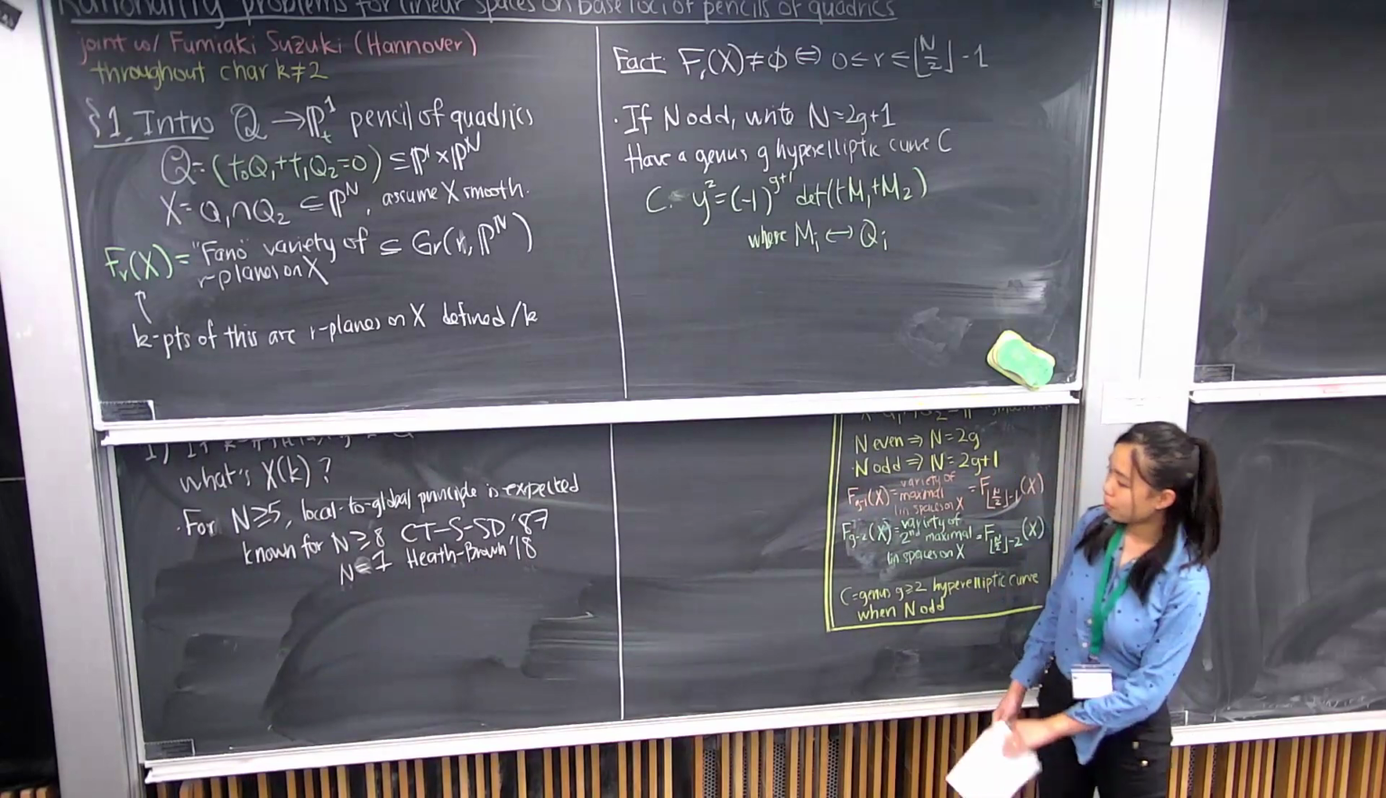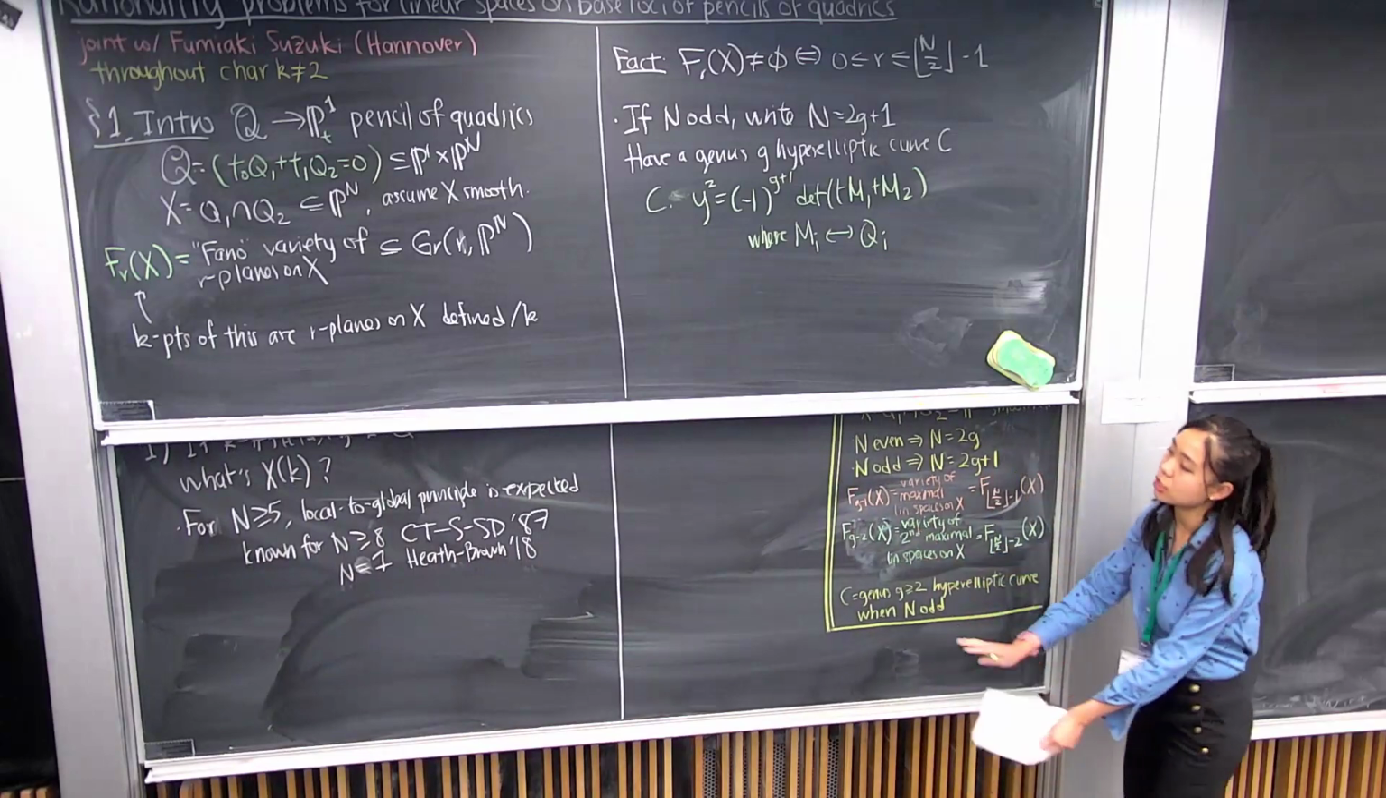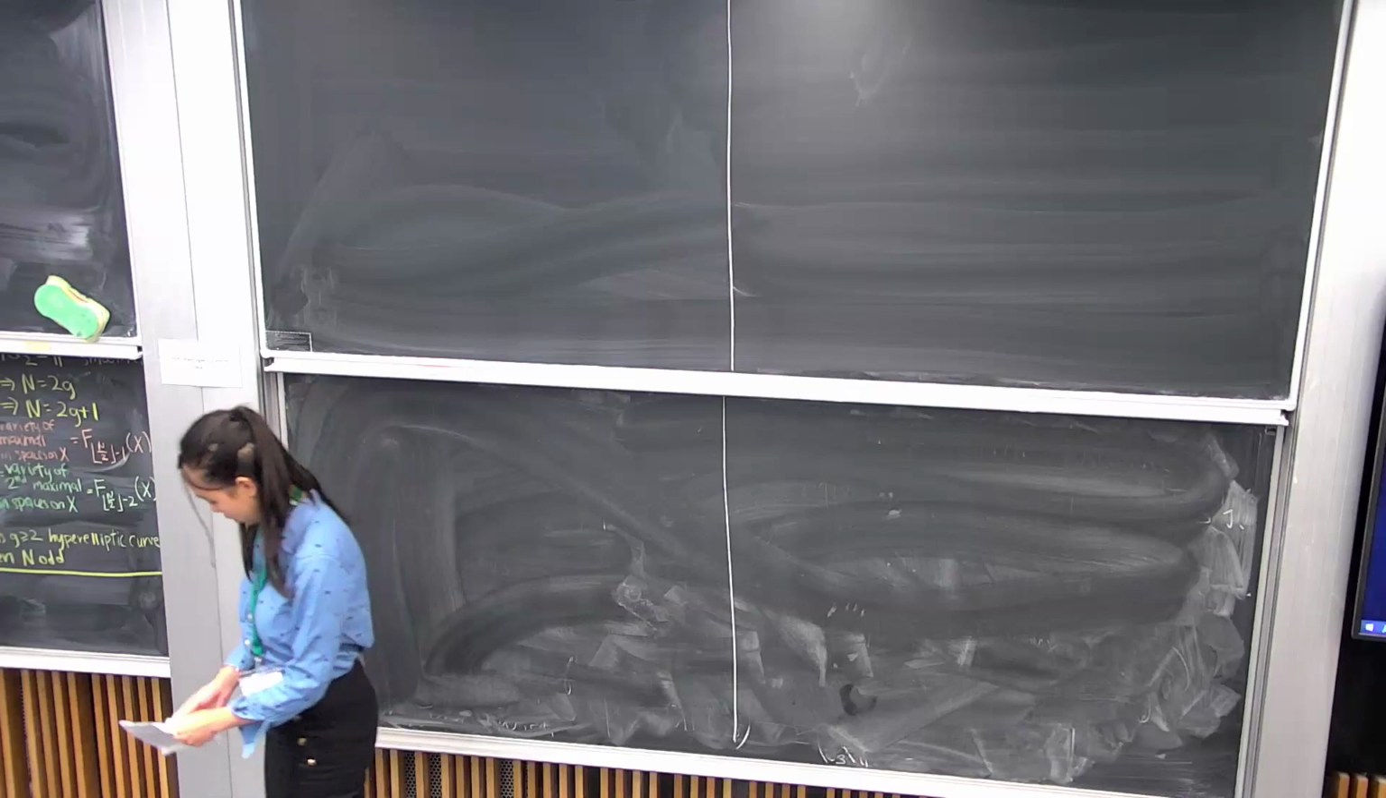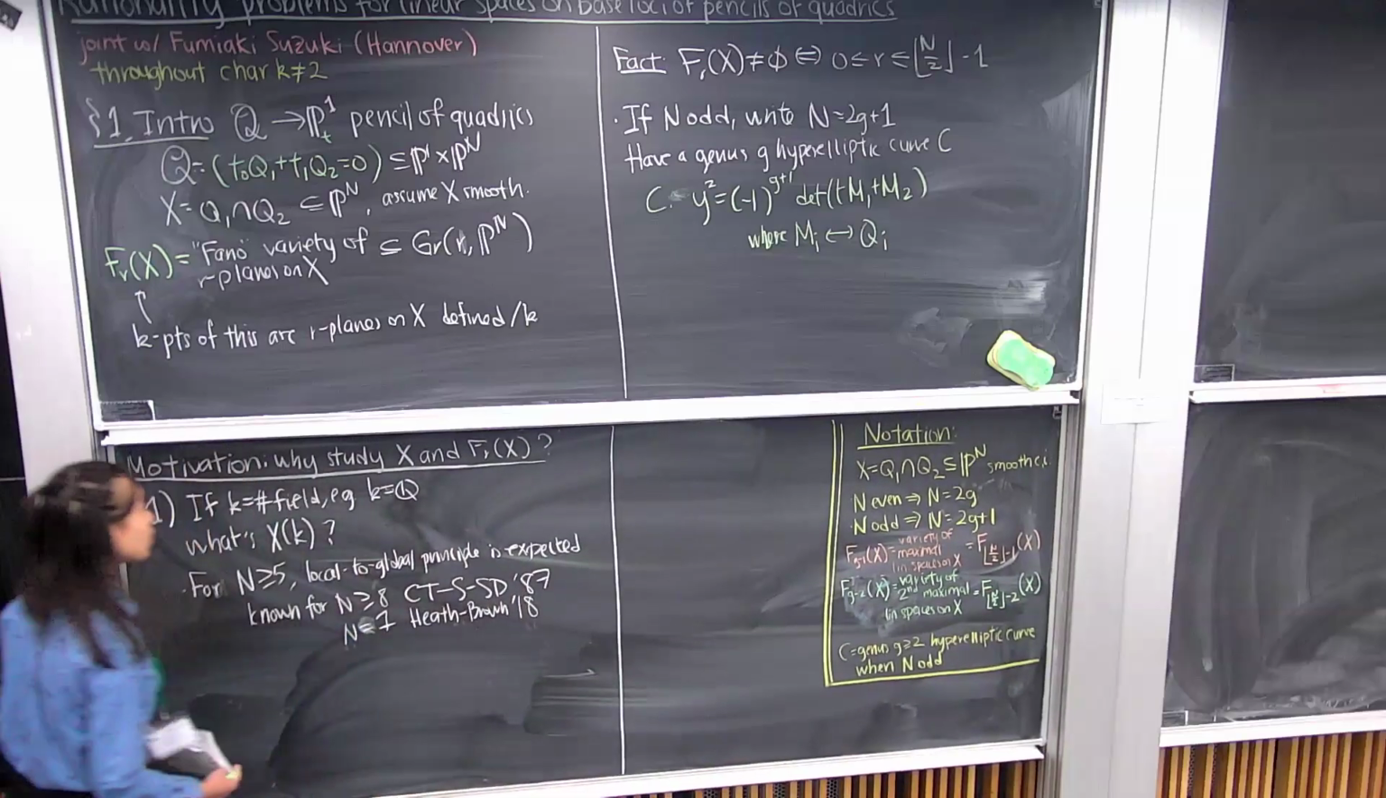And maybe just to remark, for n equals 4, this is a degree 4 del Pezzo surface, and we know that the local to global principle fails for those. So this is one motivation.